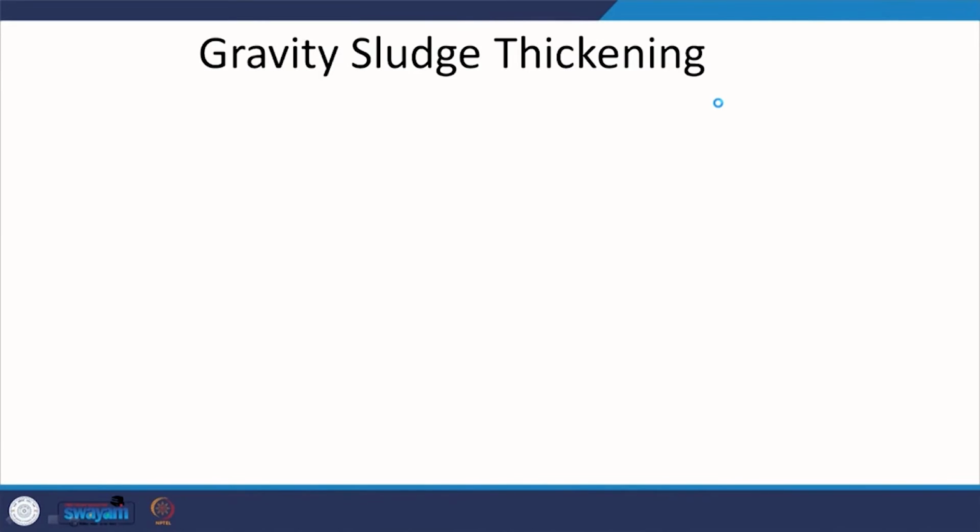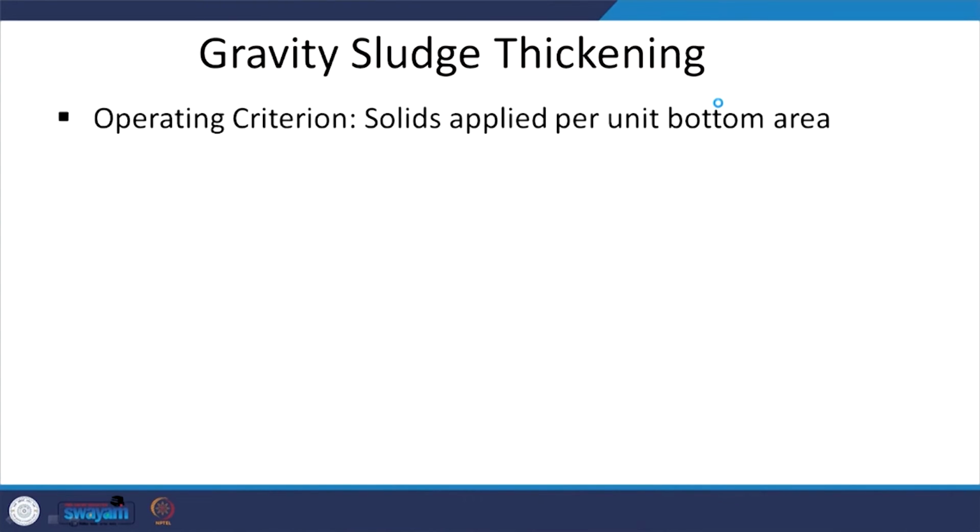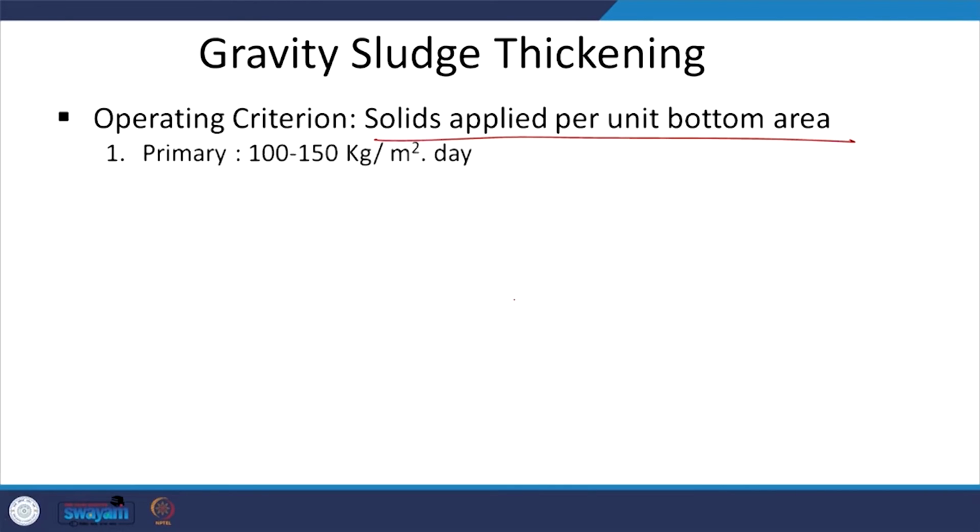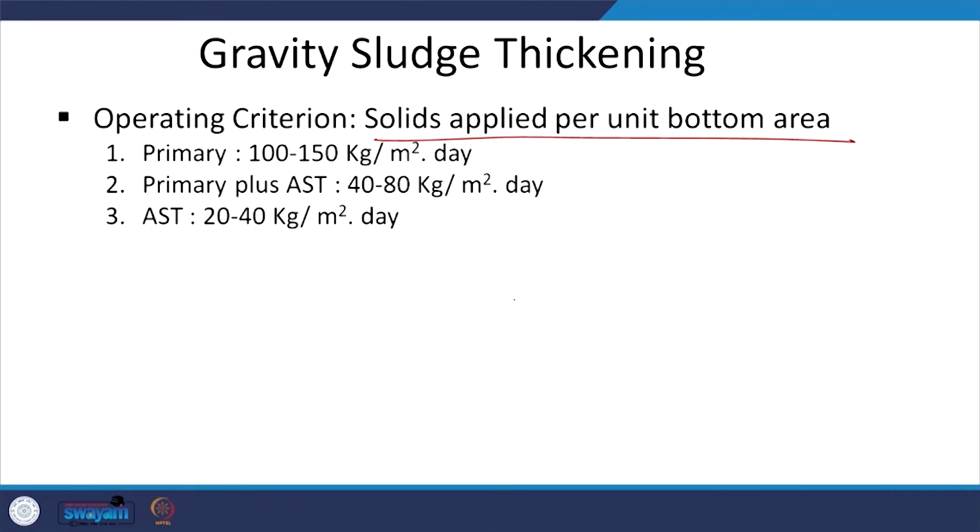So, gravity sludge thickening, let us look at what we have. What are the operating criteria? Solids applied per unit bottom area. How much solid am I applying per unit bottom area, that is something to keep in mind. And typically it looks like for primary it is 150 kg per meter square per day, and for AST it is much lower.